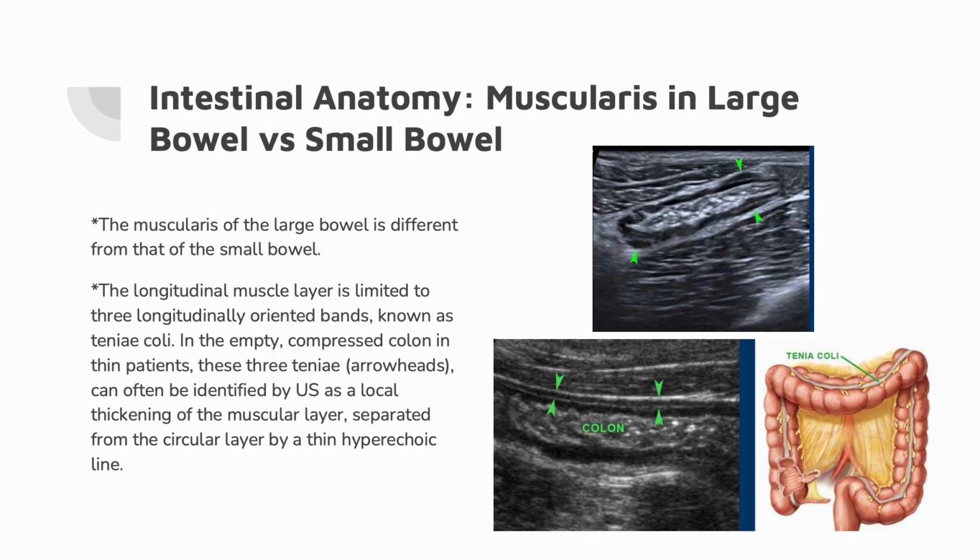The muscularis layer in the large bowel is slightly different from that of the small bowel. The longitudinal muscular layer has longitudinally oriented bands known as taenia coli. And in the empty compressed colon and thin patients, these can be identified as thin hyperechoic lines, as you can see in the intestinal ultrasound on the left lower side. And then the right side is just an animated depiction of the taenia coli.